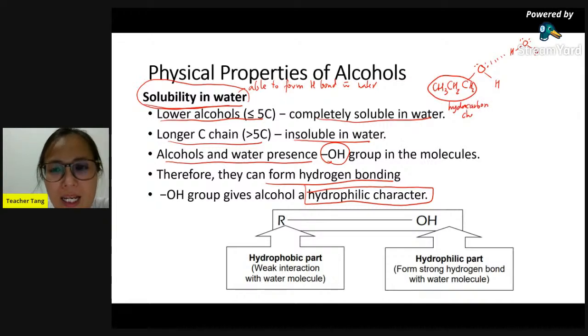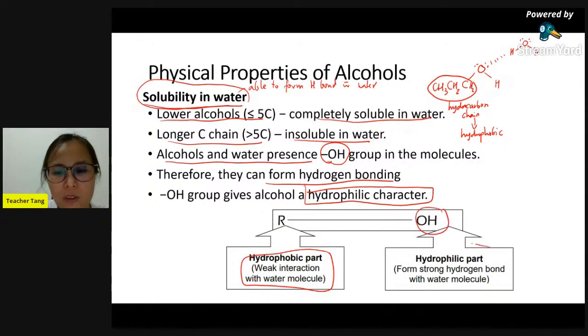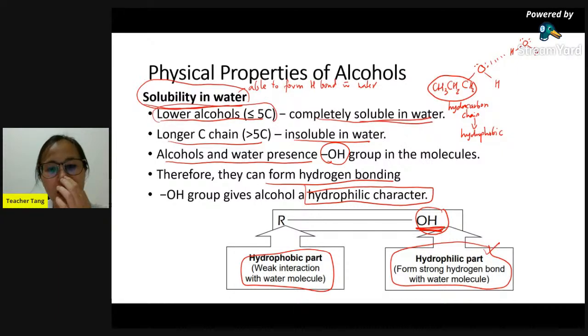And this hydrocarbon chain is basically hydrophobic. Hydrophobic means scared of water. So basically, alcohol has a hydrophobic part, which has poor interactions with water, and also a hydrophilic part, which can form strong hydrogen bonds with water molecules. So this hydroxyl group, the hydrophilic part, allows alcohols with less than 5 carbons to be soluble in water.